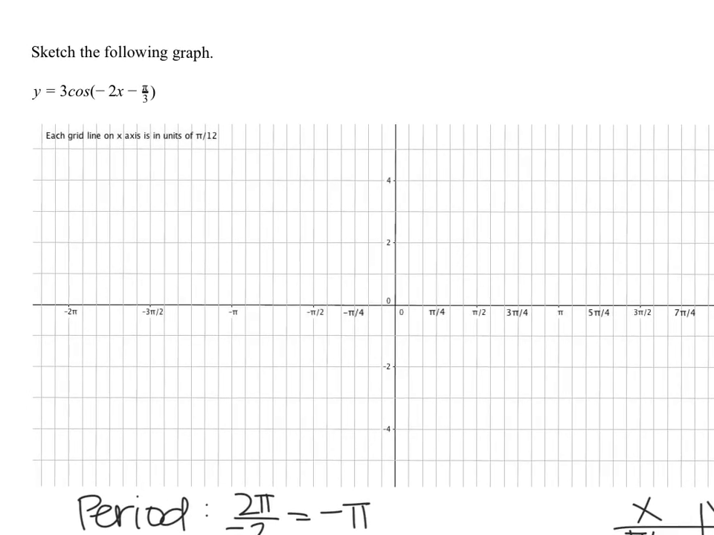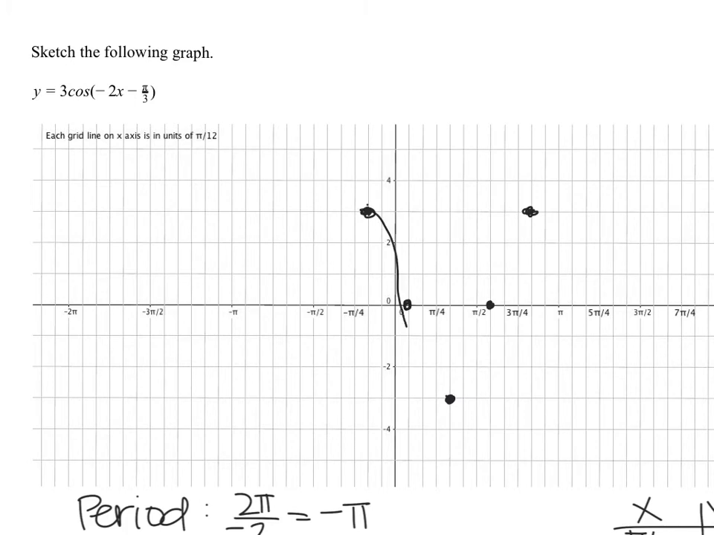So negative pi over 6 is going to be at the second line because, again, our units have not changed, and we're going to be at positive 3. At positive pi over 12, we're going to be at 0. At pi over 3, we're going to be at negative 3. Then at 7 pi over 12, we're going to be at 0. And then at 5 pi over 6, we're going to be at 3.